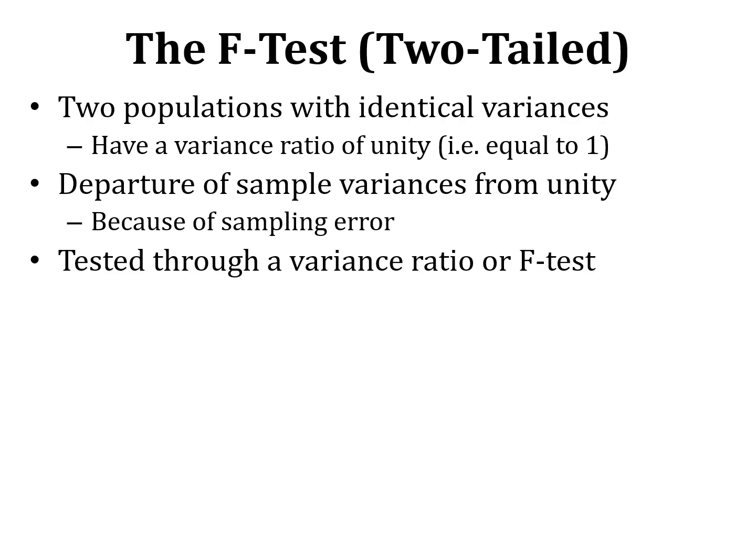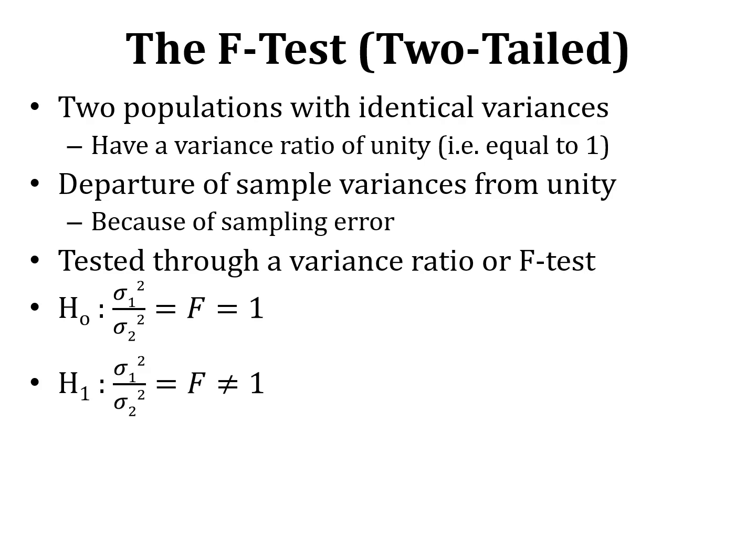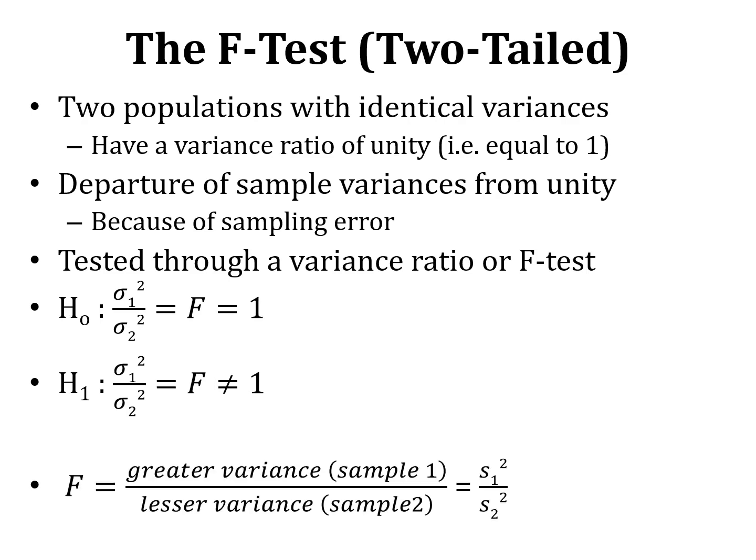So this is tested through a variance ratio or F-test, and this is the null hypothesis, and the null hypothesis says that the population variances are similar. The ratio of the population variances from the two samples is equal to 1. And the alternate hypothesis, this is a two-tailed hypothesis, and it suggests that the variance ratio is not equal to 1. Variance ratio of the two populations is not equal to 1. So this is the null hypothesis and the alternate hypothesis for the two-tailed F-test.